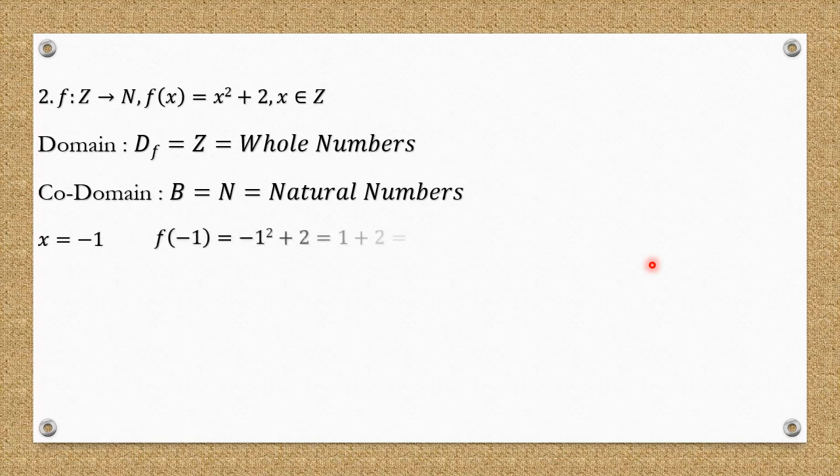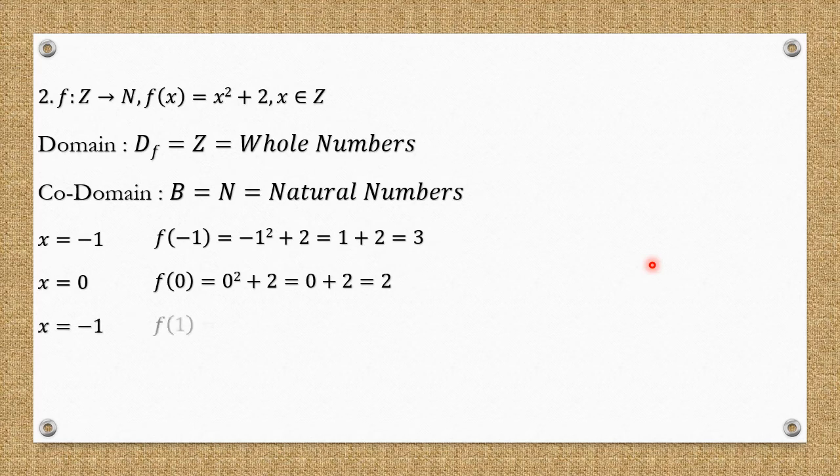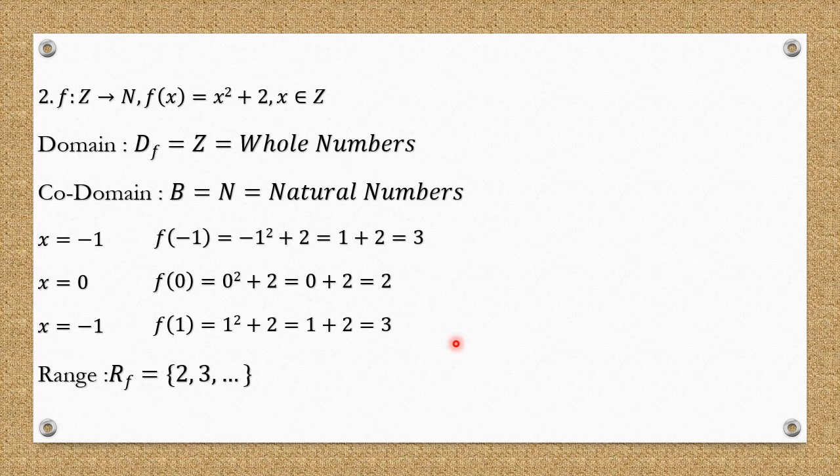So I will take negative 1 square, 1 plus 2, 3. Then I will take x is equal to 0. And I will take 0 square, that is 0 plus 2, 2. And then I will take again positive 1. So 1 square plus 2, 3. So naturally, as you can see here, what I am getting right now is dot dot dot 3, starting from infinity value. I am getting 3, then 2, then again I am getting 3, and then I am again going towards the infinity value.